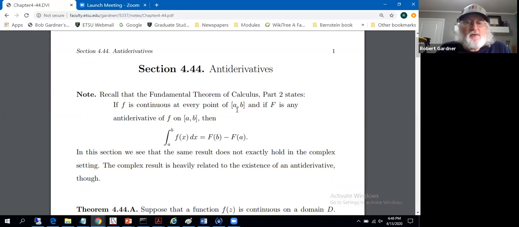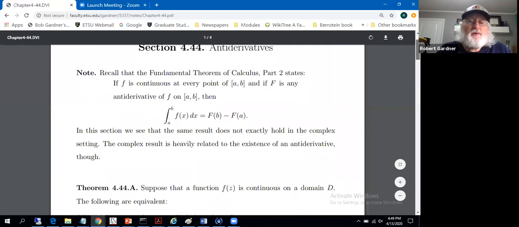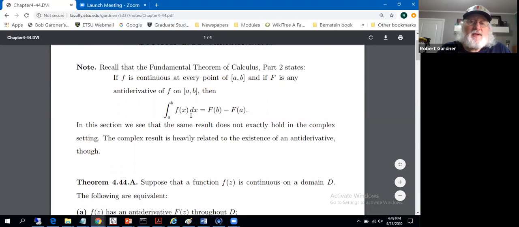Fundamental theorem of calculus, part 2 from calculus 1 in the real setting says if the integrand lowercase f is continuous at every point of the interval a to b, and if capital F is any antiderivative of lowercase f, the integrand, on that interval, then the definite integral from a to b of lowercase f of x dx is capital F of b minus capital F of a.